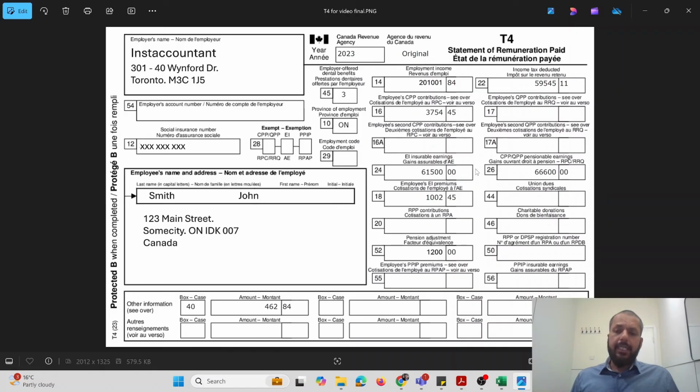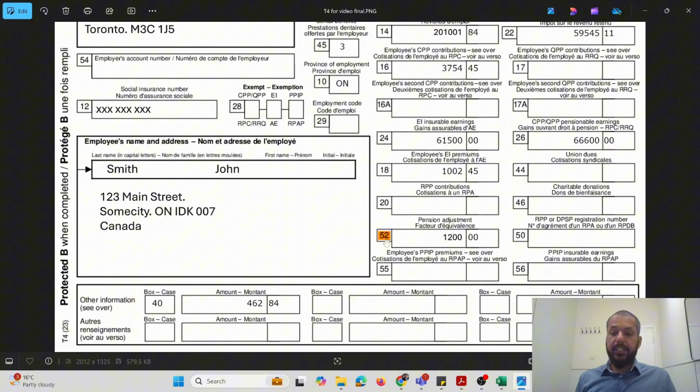Another amount you might see in your T4 is union dues. If you've been paying any union dues, or any union dues were getting deducted out of your salary or paycheck every month or every period, that amount might show up over here. It shows that you contributed this much towards union dues. Another is box 52, pension adjustment. If there is a pension plan which you're paying for during the year, that amount is going to be mentioned in this box.